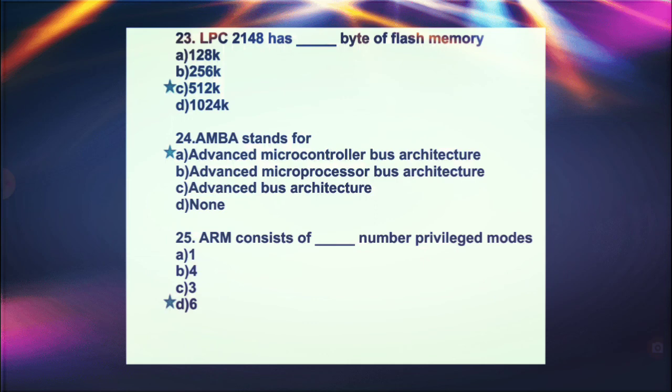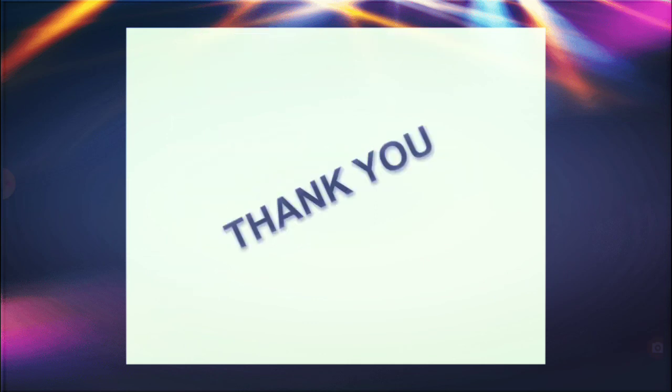ARM consists of dash number of privileged modes. Options are 1, 4, 3, and 6. The correct answer is that ARM consists of 6 privileged modes.